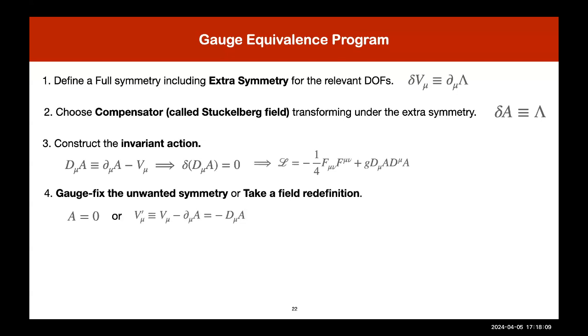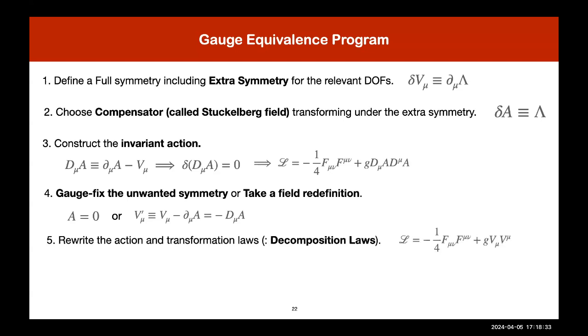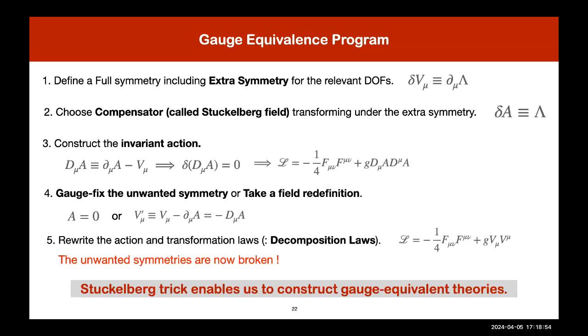Then the interesting features arise here. If we gauge fix the unwanted symmetry, in this way, or if we take just a field redefinition without considering gauge fixing, in this way, actually they can give us the same Lagrangian. So basically, the gauge fixed theory can be equivalent to the field redefined field theory. So the supergravity trick enables us to construct gauge equivalent theories.